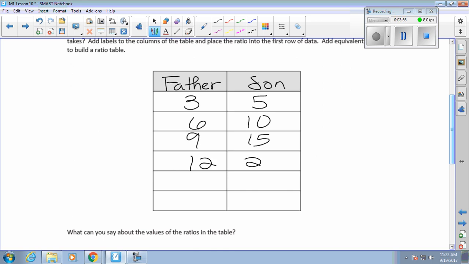12 to 20. The next one, Tori? 15 to 25. Very good. 15 to 25. And last but not least, Cassie? 18 to 30. Very good. 18 to 30. Raise your hand if you had that correct. Nice job. If you had a different ratio somewhere on there, that would be fine as long as it's simplified to what?